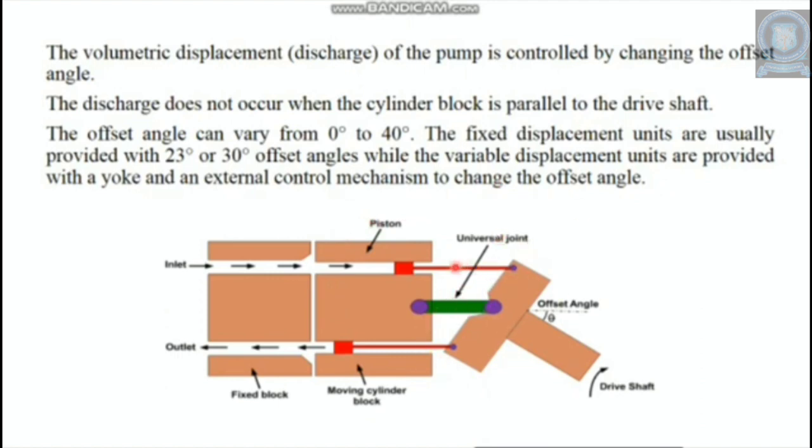When this piston comes to the top portion, it moves to outer dead center, so suction will take place. The same piston, when it comes to this position, moves to inner dead center, so outlet will take place.